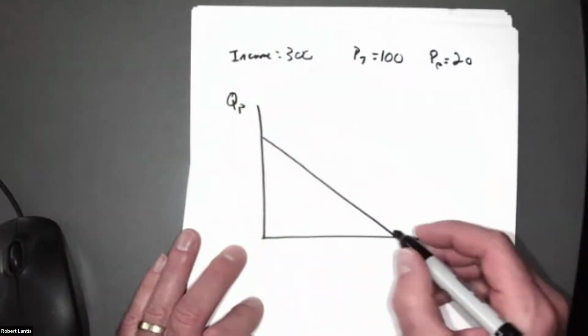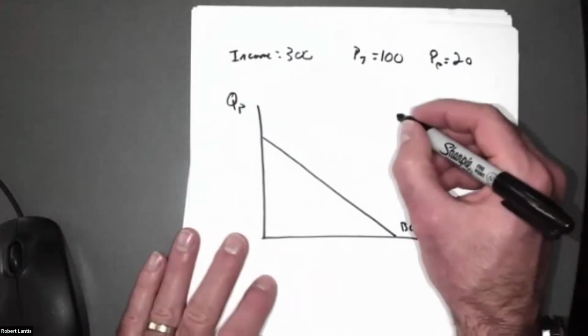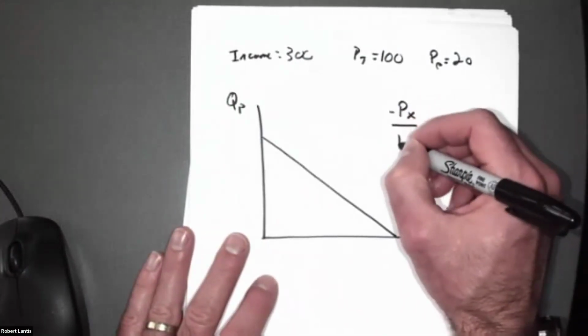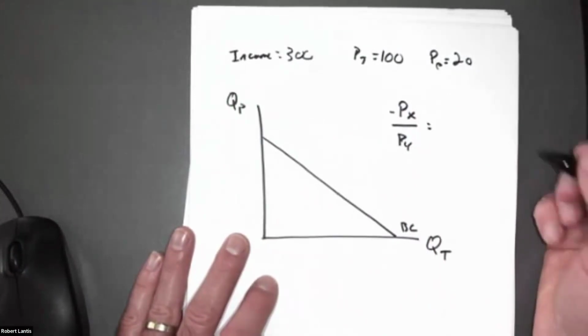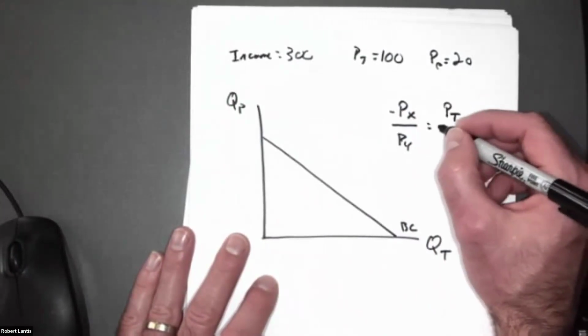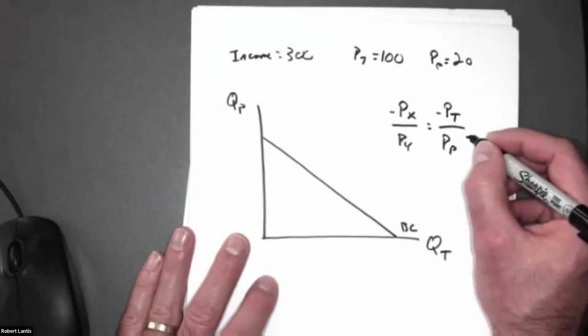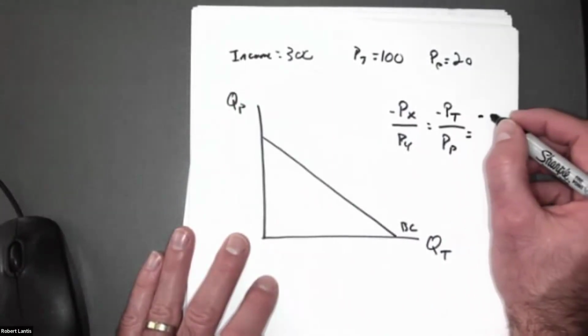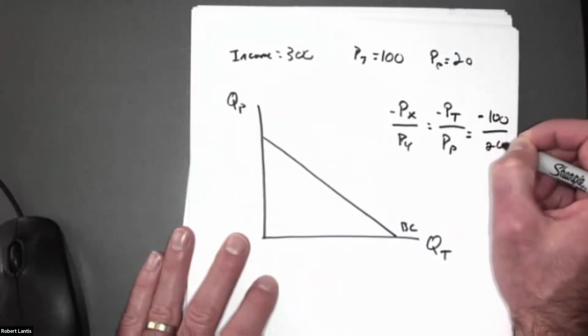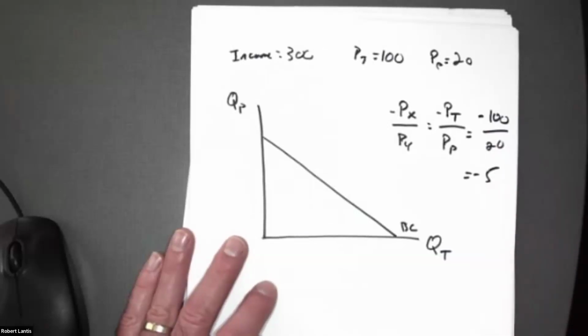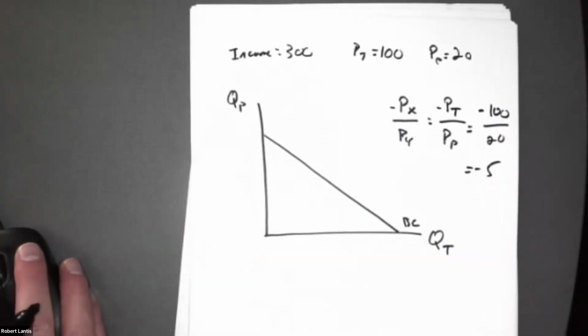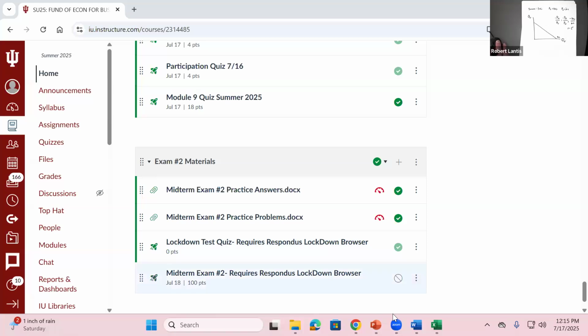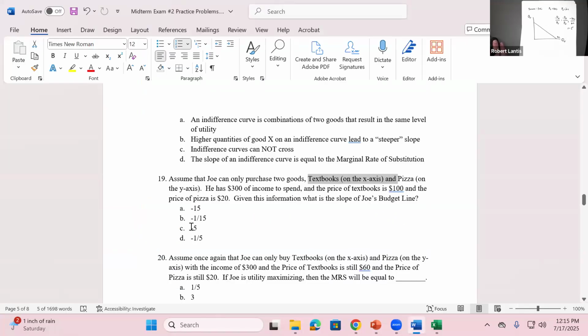So the slope of my budget constraint should always be negative the price of the x-axis good over the price of the y-axis good. So the price of a textbook over the price of pizza. So in this case, it should be negative what? 100 over 20 or negative 5. That's the question, right? I've already answered that. Okay. Once again, the slope should always be negative here. When we talk about the slope of the budget line, it's always a negative value.